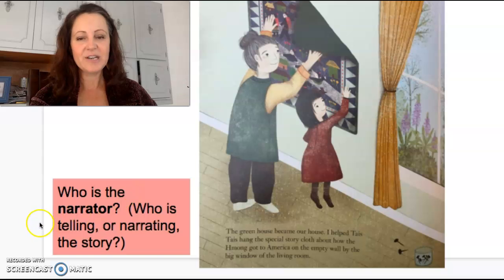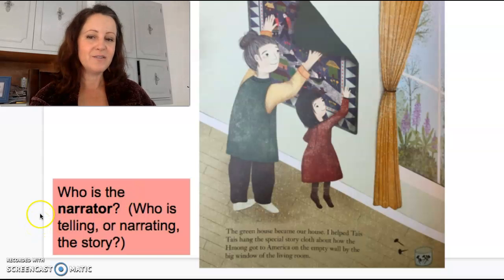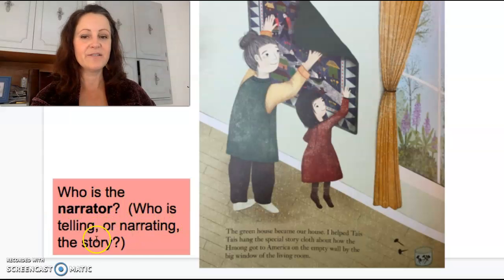Now here on this page, I was wondering as I was reading if you knew who is the narrator. Another way of asking that is who is telling or narrating the story. So see if when we read the words on this page, if you can name the narrator. The narrator is the person telling the story.